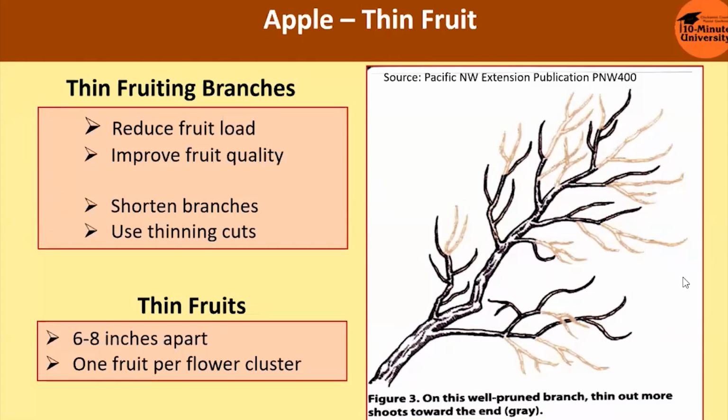There are two ways to thin the fruit. One is by thinning the fruiting branches, and this example shows how to do that. I prefer this method over thinning fruits. I find it emotionally just challenging to actually take fruit off the tree. So in apples and pears, they should be thinned 6 to 8 inches apart. Another way to do it is they come in clusters. So every cluster, thin it to one fruit.